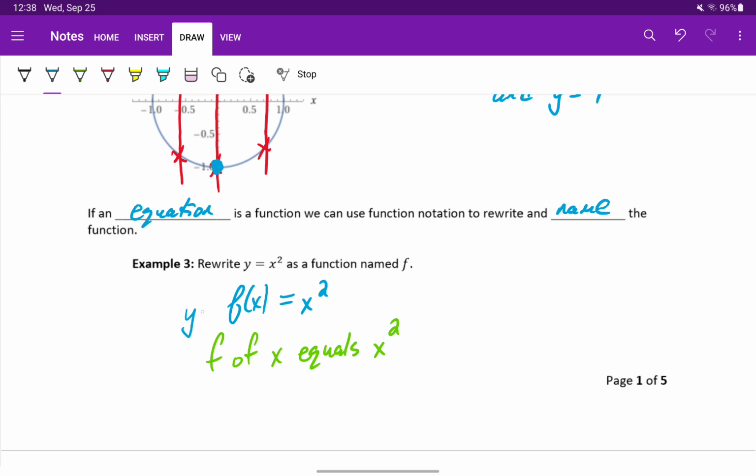We could even add y equals onto the front of this to indicate that y is a function of x. So we still have an equation. We're still working with the equation y equals x squared, but we're replacing y with f of x to be a little bit more specific, to tell us that this equation is a function. And there are going to be some additional uses for that function notation that we'll get to here briefly.